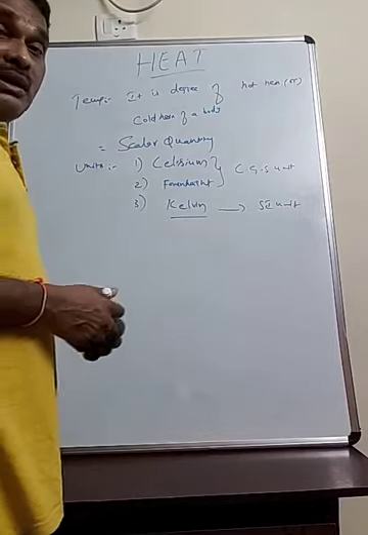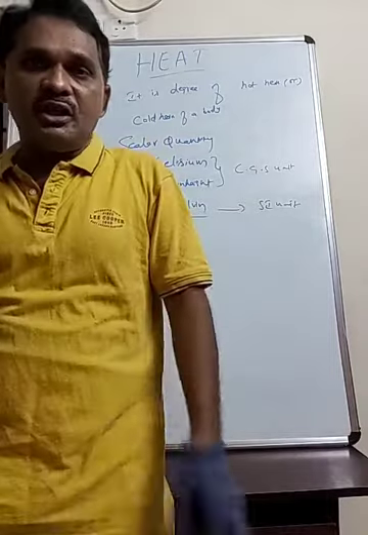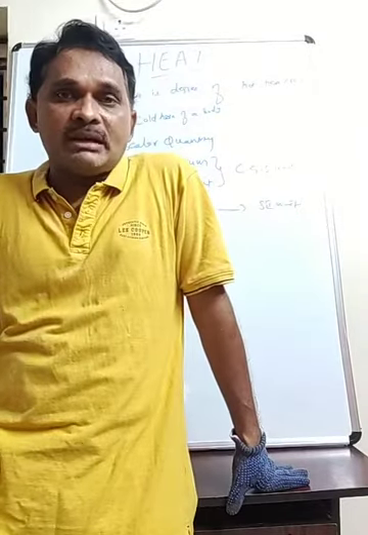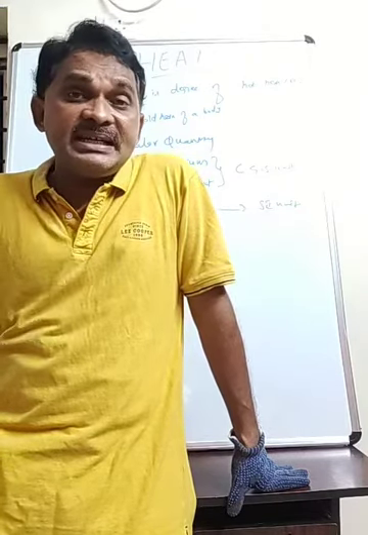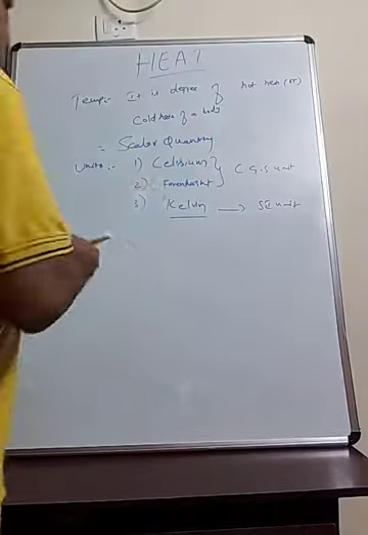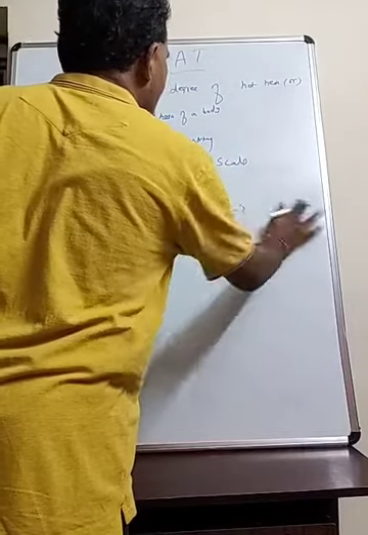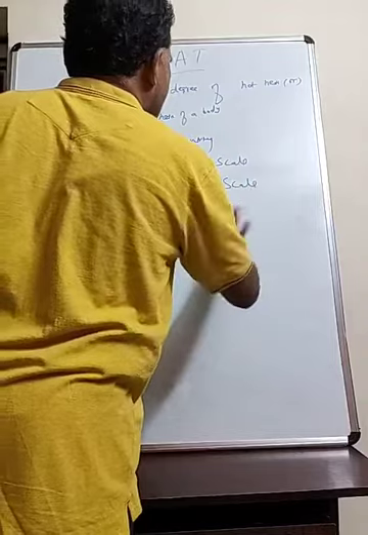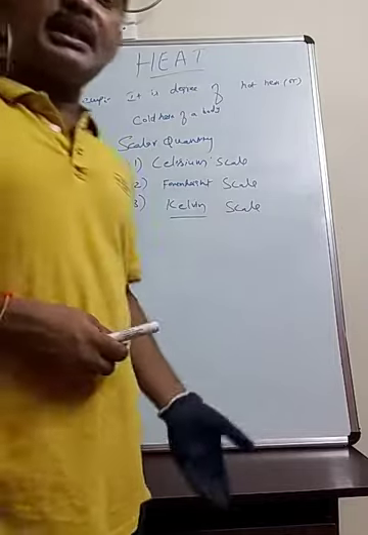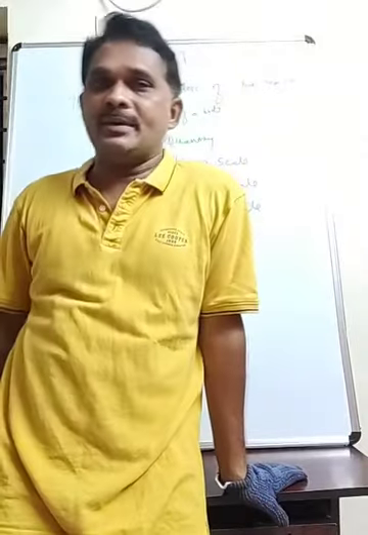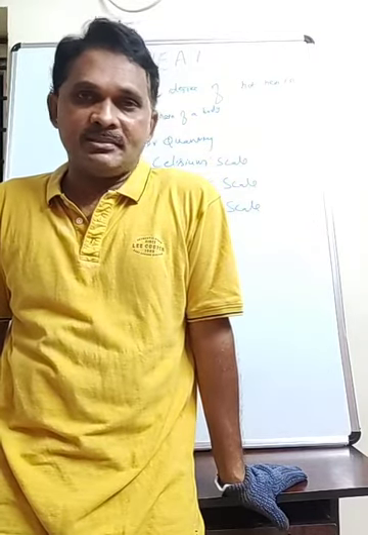Is there any relationship between Celsius, Fahrenheit and Kelvin? Yes. Measuring temperature with different scales is called thermometry. Thermo means heat, metry means scale. We have three types of scales: the Celsius scale, the Fahrenheit scale, and the Kelvin scale. How do we define them? You will study all these in intermediate, but it is better to know now for better understanding in your next class, intermediate first year.